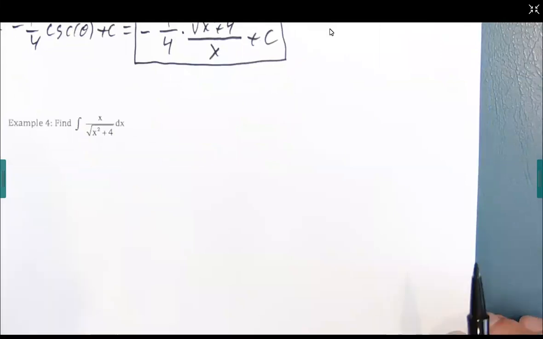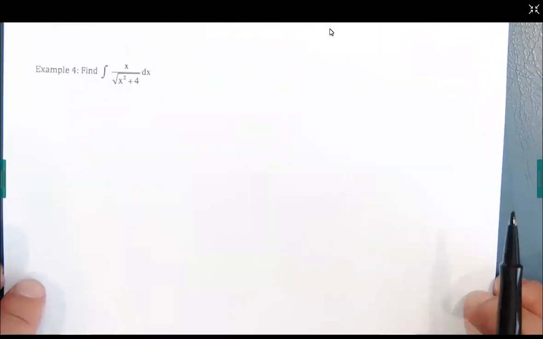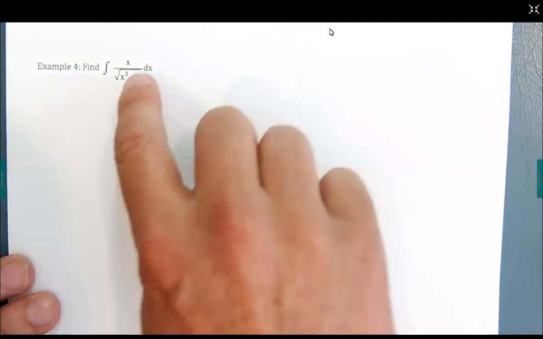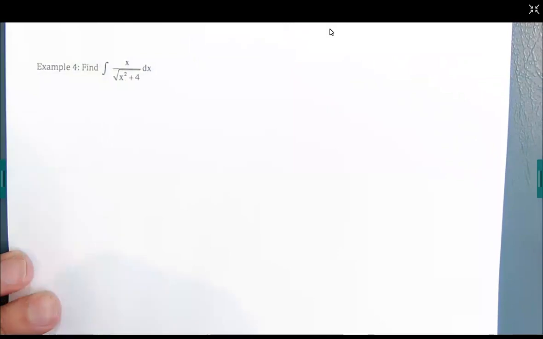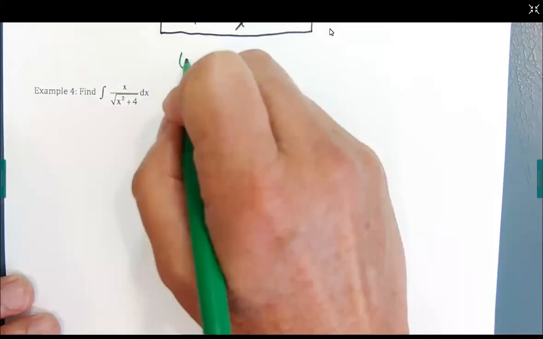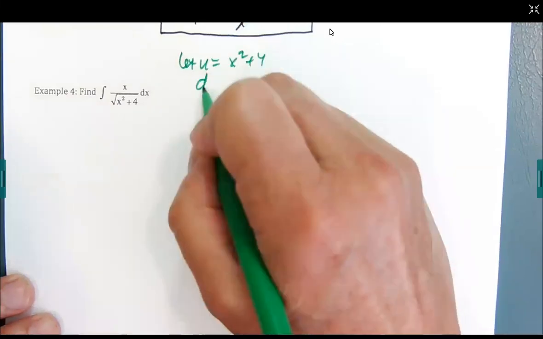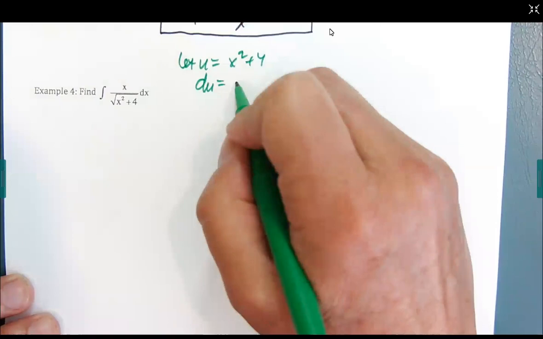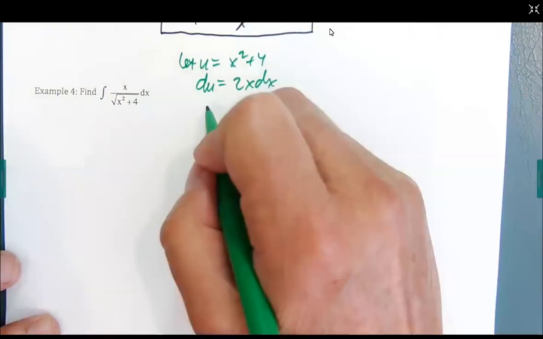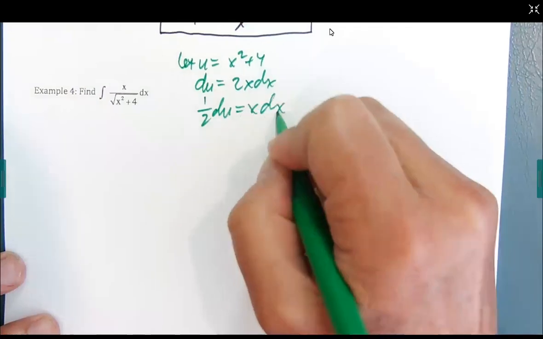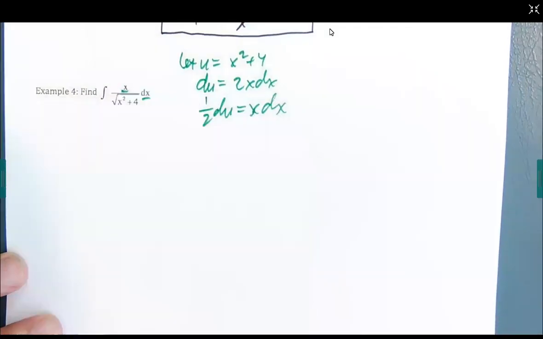For this next one, we have options. I could set up a triangle, but I'm going to notice that instead of setting up a triangle, I can just do a direct substitution here because the derivative of what's under the radical is right there. So I'm going to let u equal x squared plus 4, and du equal 2x dx, which means 1/2 du equals x dx, which of course is right there and there.